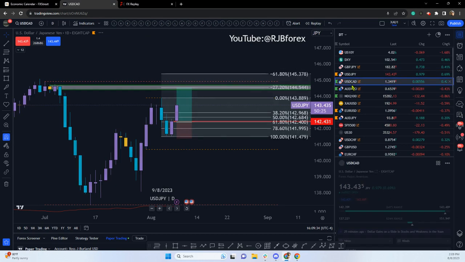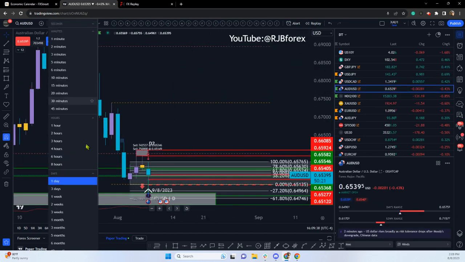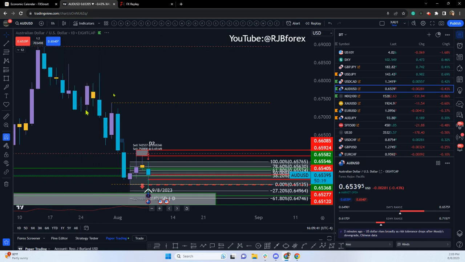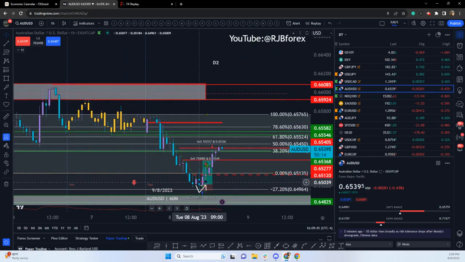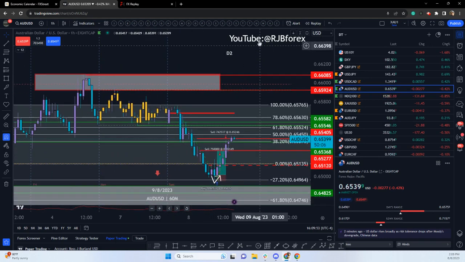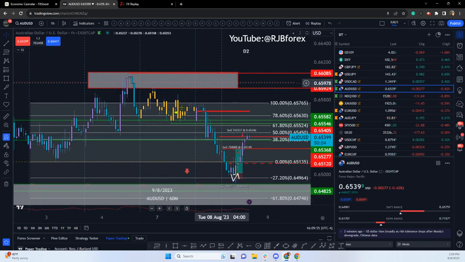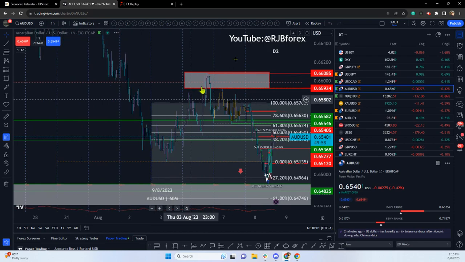If we go to the Aussie, this as well played out. We were talking about the opportunity to fade the short. So we've got these shorts from Friday breaking out today. So this was the second day of shorts. This was an inside day, so you don't count it. So this was a failure at last week's high.